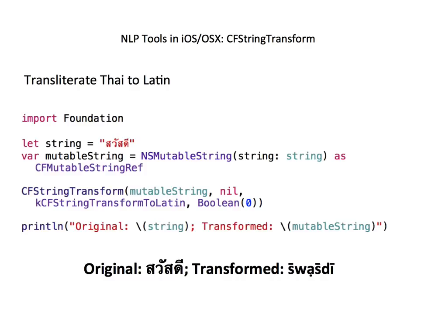The documentation tells us that we can specify nil for the range to transform the entire string, which is what we want here. For the transform type, we use Apple's predefined toLatin constant. And then for the reverse bool, we specify false, since we want the regular version of the transform. Then we print the original and transformed versions of the string to see the results of the transform.